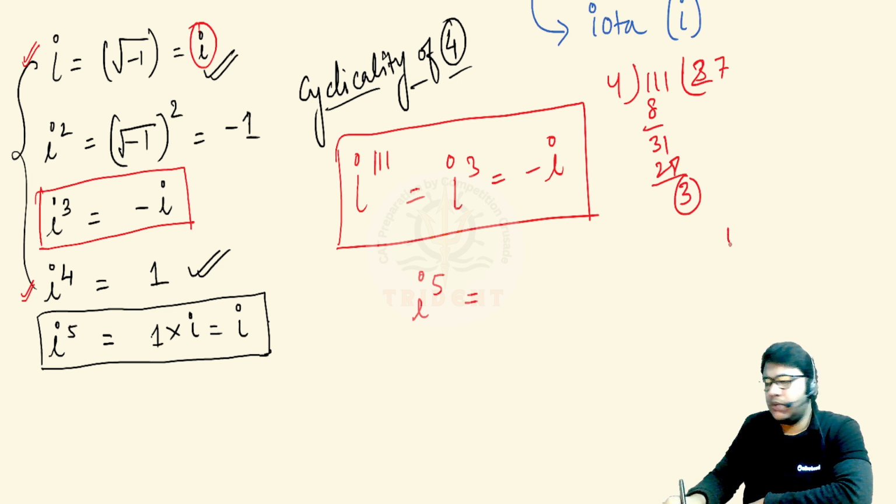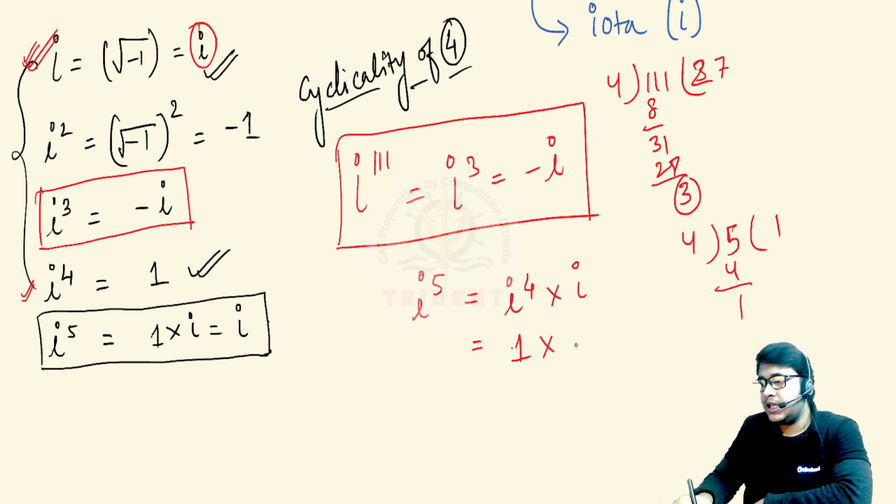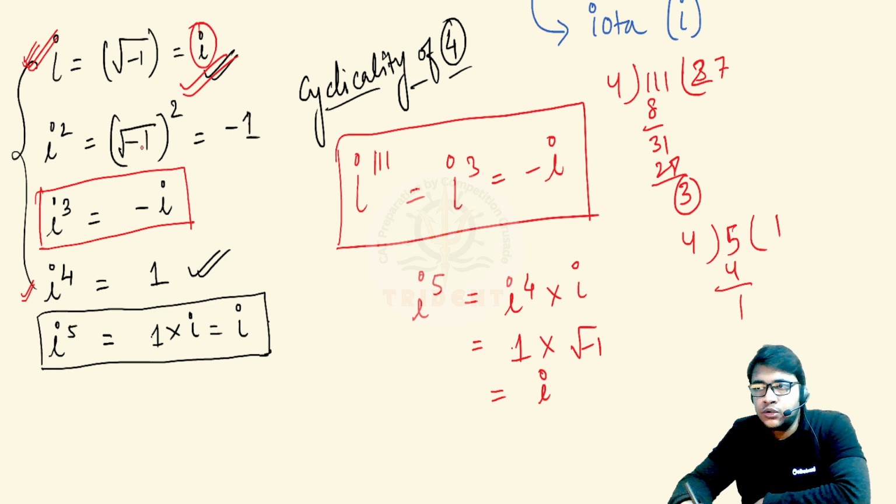Now, I know you know it, but I just want to do it for the sake of simplicity. 4 1 the 4, remainder is 1. Ideally you should come to this number, but let's check anyways. This is going to be i raised to the power 4 into i raised to the power 1. i raised to the power 4 over here is 1, and i is root over minus 1. That invariably gives me an i, and that is exactly what we predicted, right? So whenever you get remainder 1, this is the value that you will be taking.